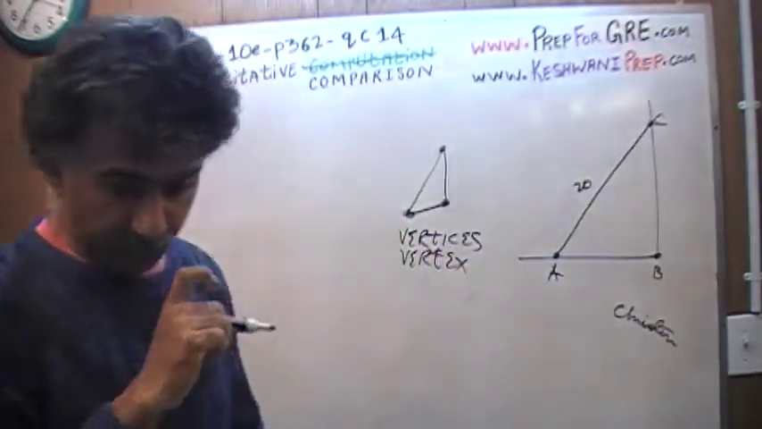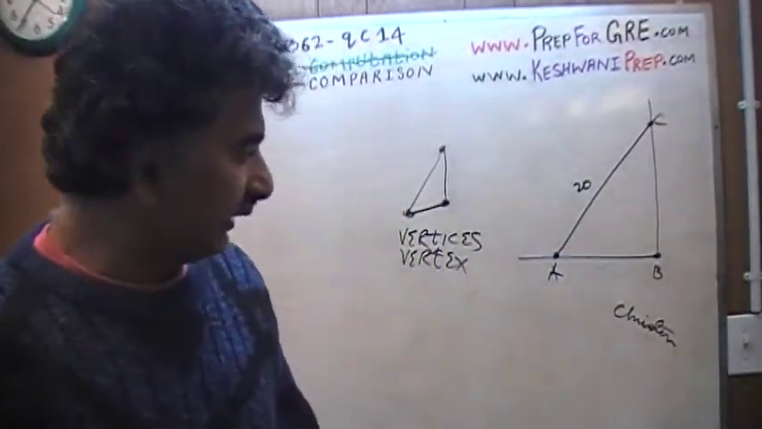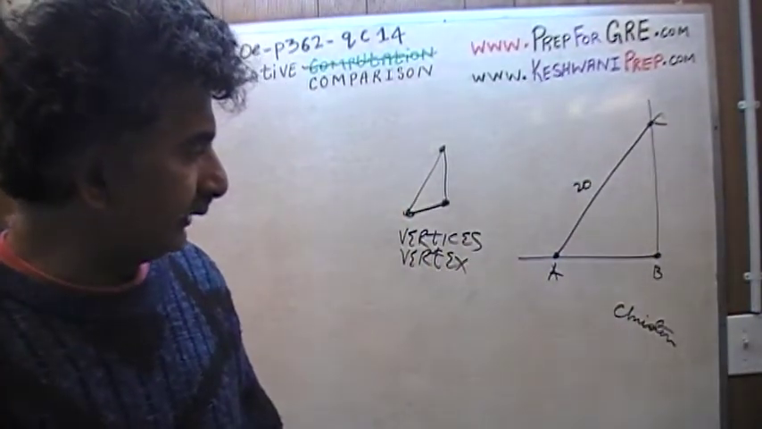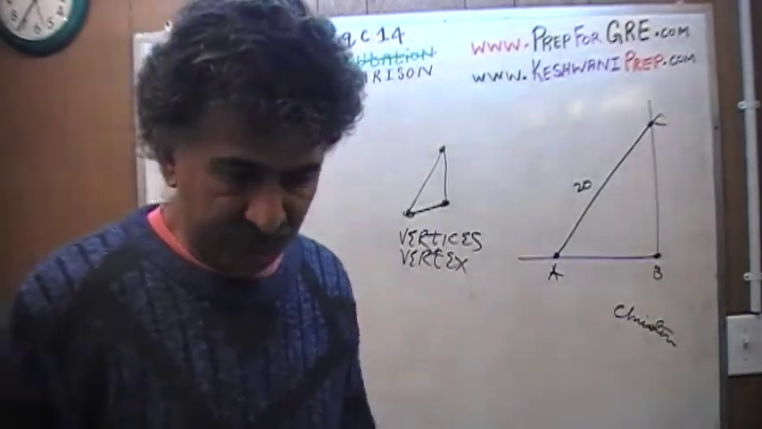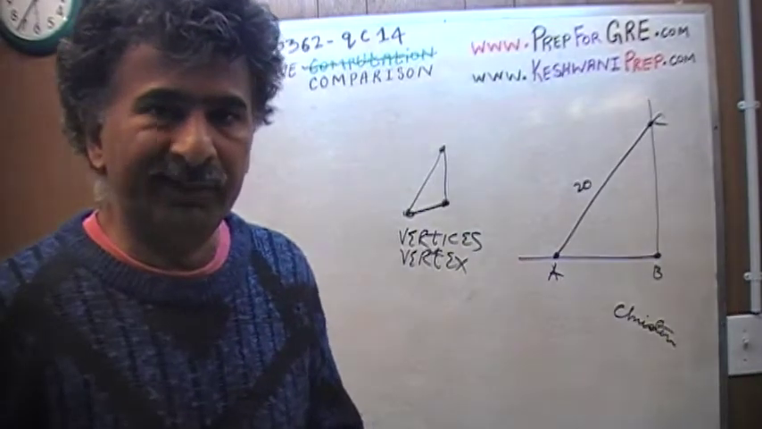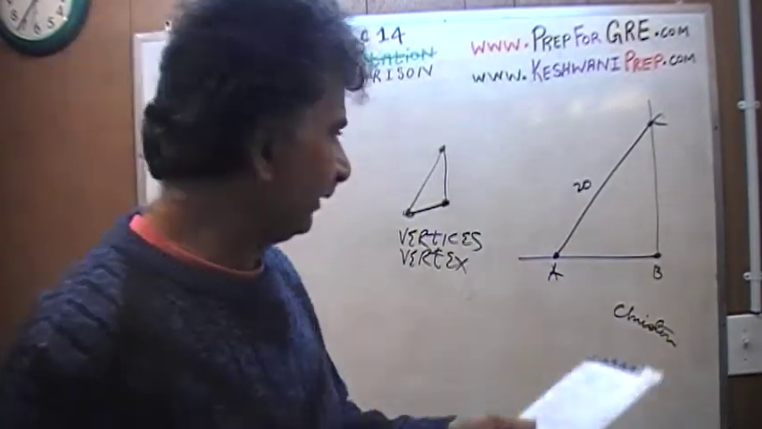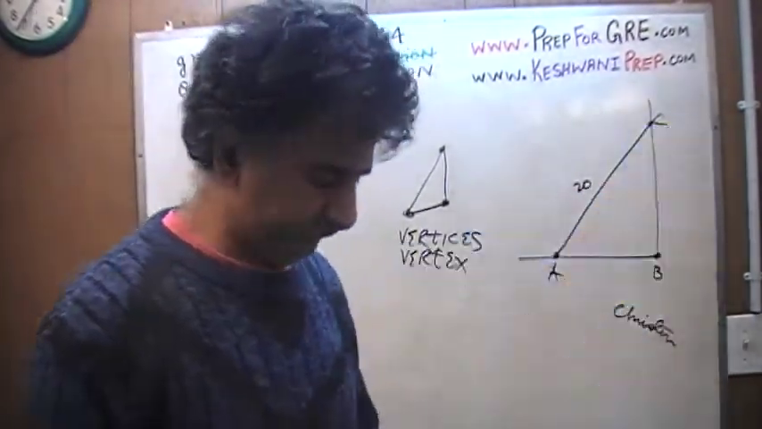Again, this is another word. If you do not know, look it up. Christen, C-H-R-I-S-T-E-N, has a literal meaning of baptizing something, but here I'm using it metaphorically as to name something. Christen means to name something. Let's christen them A, B, C.